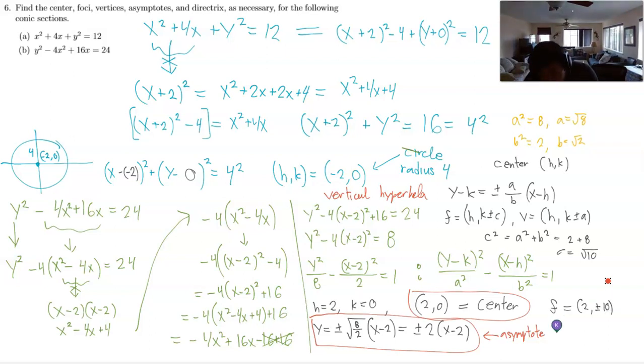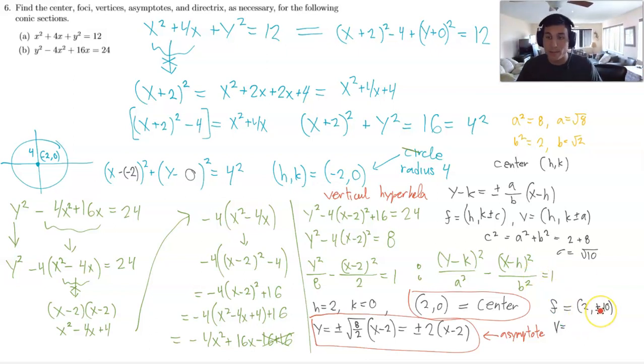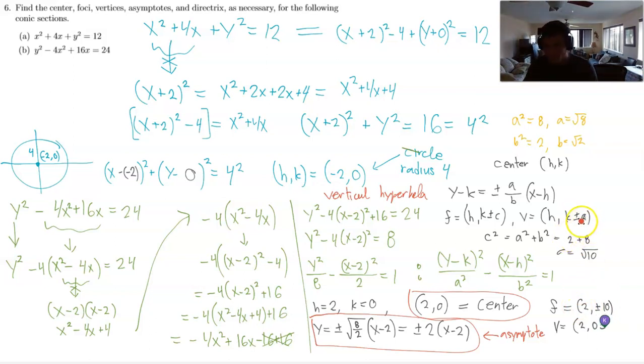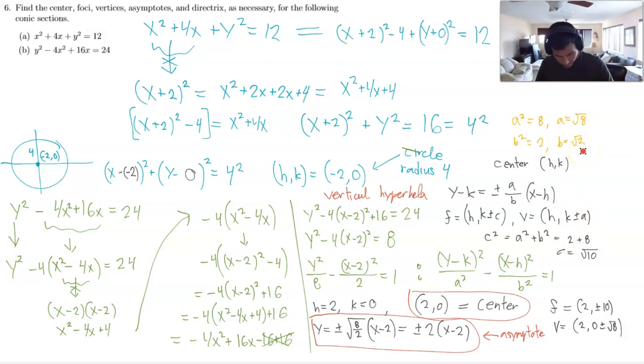And then for our vertices, what do we get? Remember, it's foci and vertices, there's the plus or minus because there are two of them. Our vertices: h is 2, and k is 0, and that's plus or minus a. What is a? a is square root 8. There we go. We found all the information we needed.